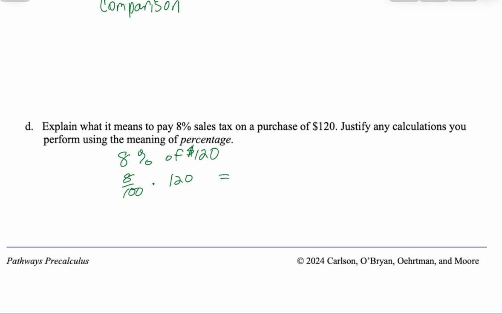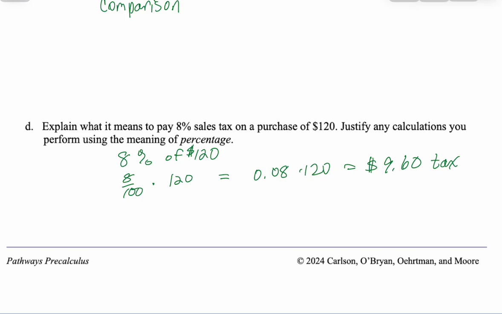So you could instead do 0.08, because 8 divided by 100 moves that decimal place 2 places to the left, times 120. Both of those things are going to get you to the same place, okay? And so that would be $9.60 tax.